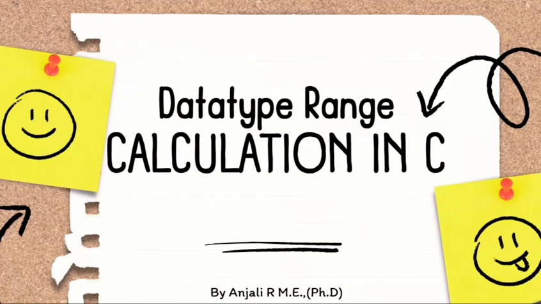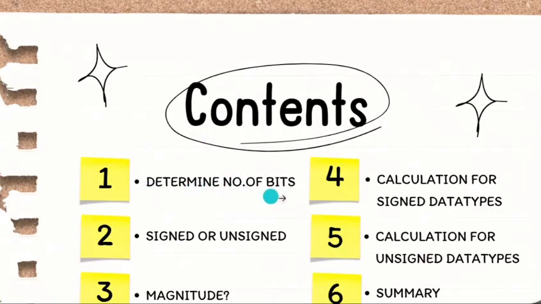The range of a C data type is determined by its size in bits and whether it is signed or unsigned. So we need to keep two things in mind. First thing is to determine the size in bits and check whether it is signed or unsigned. The calculation for these ranges is based on the number of bits available to represent the value. So we'll move on into the content. The content includes determine the number of bits, signed or unsigned, what is the magnitude, calculation for signed data types, calculation for unsigned data types, and finally the summary.